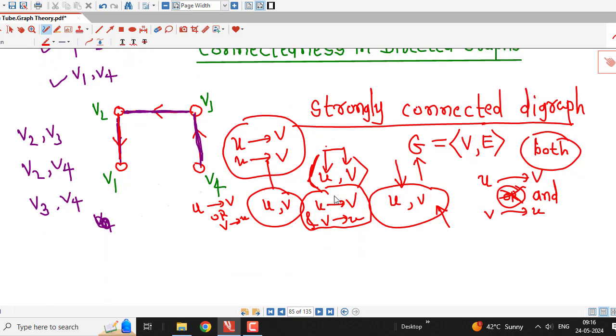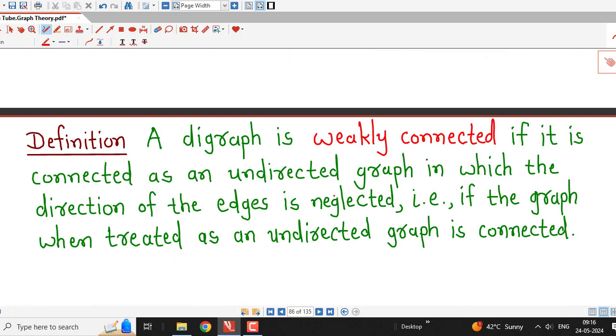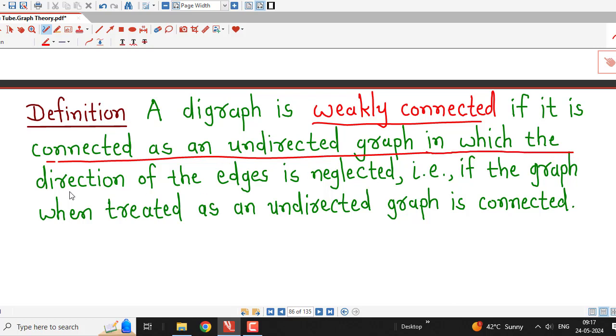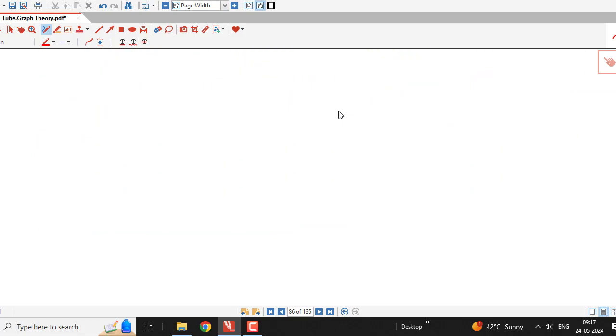So I have written all these definitions here. They ask you to write down the definitions in your examinations, so you should write properly. A digraph is weakly connected if it is connected as an undirected graph in which the direction of the edges is neglected. In other words, if the graph when treated as an undirected graph is connected, then it is called a weakly connected directed graph.